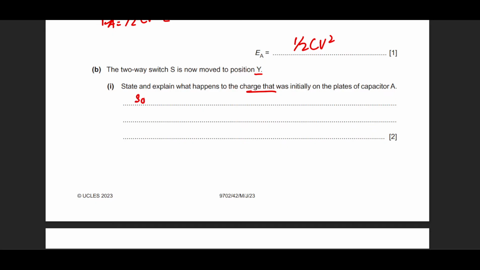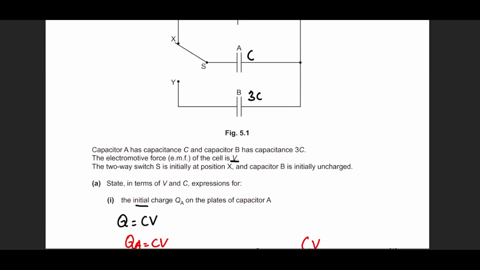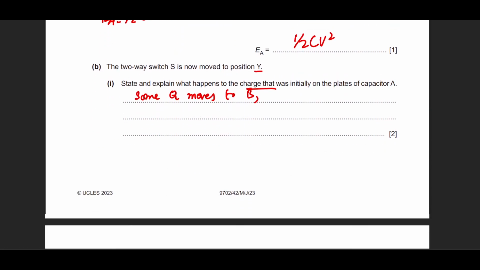Okay. So some charge moves to capacitor B, which is this one. But up to what point is it going to move? It will keep transferring.